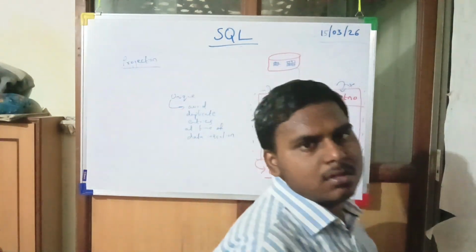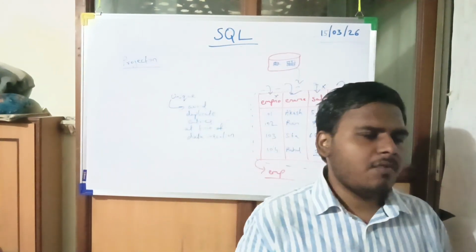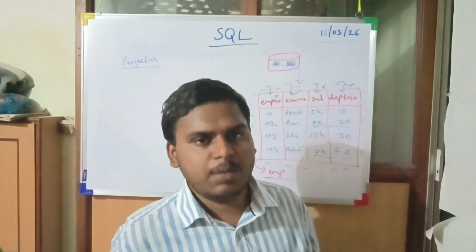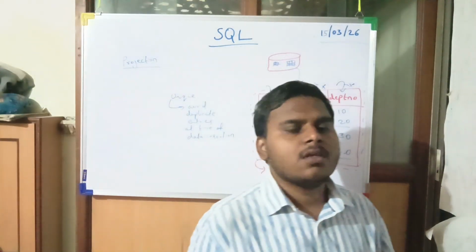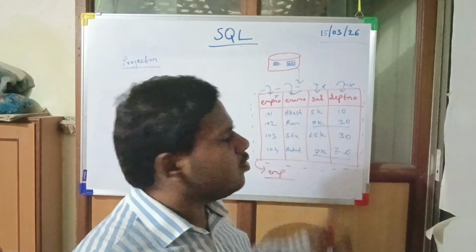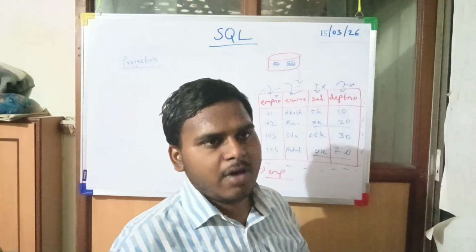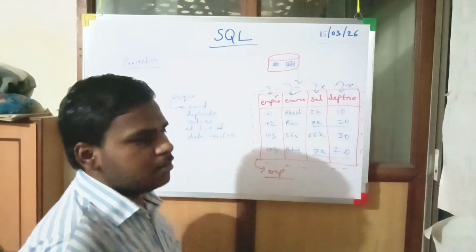Distinct is a clause, not a constraint. Why is distinct applied? At the time of display, at the time of the resultant table. At the time of display, I don't want the duplicates. Means at the final output when I am seeing it, I don't want to see the duplicates. For that, we will use distinct.